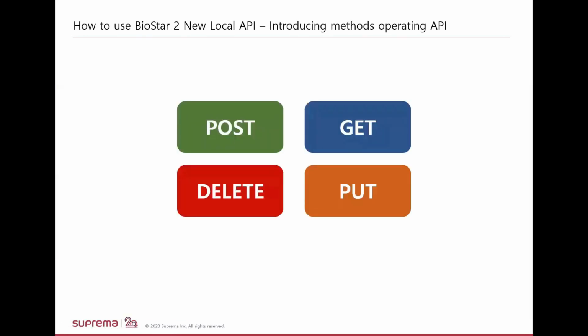BioStar 2 API is based on REST API. REST API typically requests the operation of DB through the following four methods such as post, put, get, and delete. Post is mainly used when generating, get is used when retrieving information, put is used to update information, and delete is used to delete it. Now, let's see how to use BioStar 2 API.